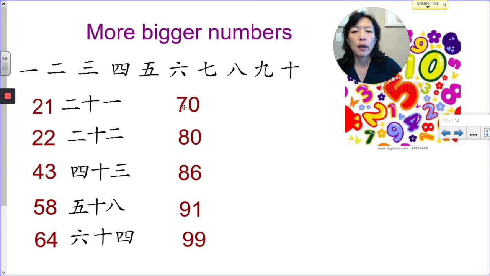And we talk about all those numbers with a 0 at the end. Remember, we don't use 0 because this is supposed to be a 10. So in this case, we need a 7. And then we need a 10. That's 7, 10, which is 70. Okay, 80, same way. You need an 8. Oh, sorry. 80. 80 is 8, 10.